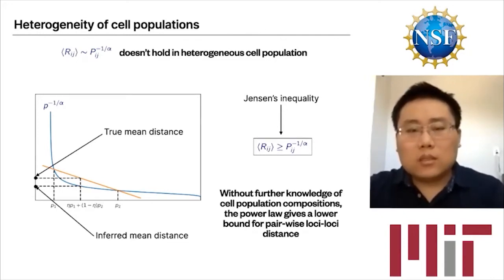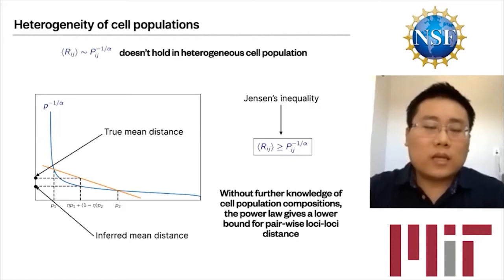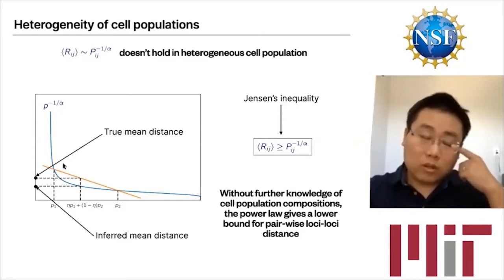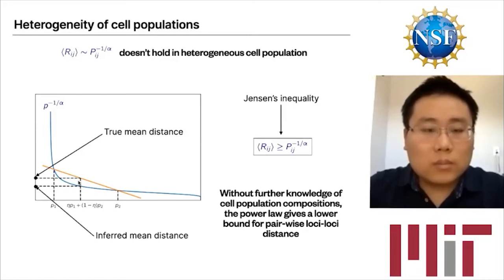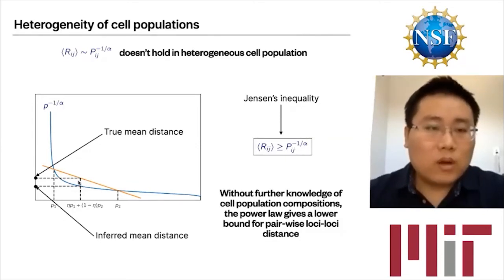What do I mean by that? Suppose you calculate some Rij value from Pij using this power law relation, and the value you get is actually the lower bound of the true value. That means the true value of the pairwise distance is either equal or larger than the inferred value you calculated. And this can be demonstrated in a special case where there are only two subpopulations, so that using Jensen's inequality, you can prove that this power law relation is a lower bound. So this suggests that without further knowledge of subpopulation compositions, it is reasonable to use this power law to infer the distance matrix from the HiC data.